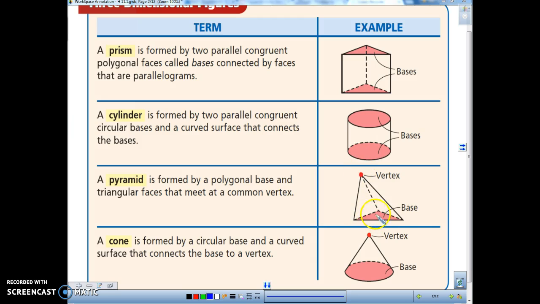Pyramids are formed by having a polygon base, but instead of having a matching base at the top of the figure, they meet at a vertex. So pyramids you can think of as a type of prism that just doesn't have a top to it. It meets up at one point. And then a cone is similar to a cylinder in that it has a circular base. However, it, like the pyramid, meets up at a vertex. It doesn't have a matching base at the top. Okay.